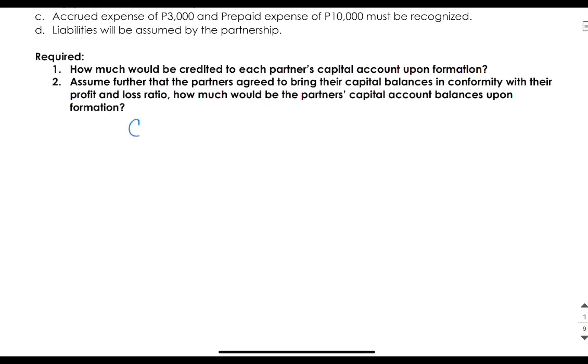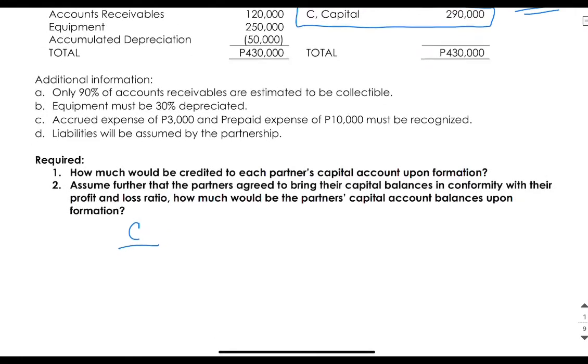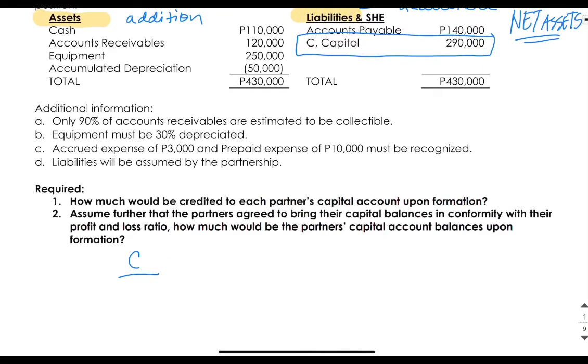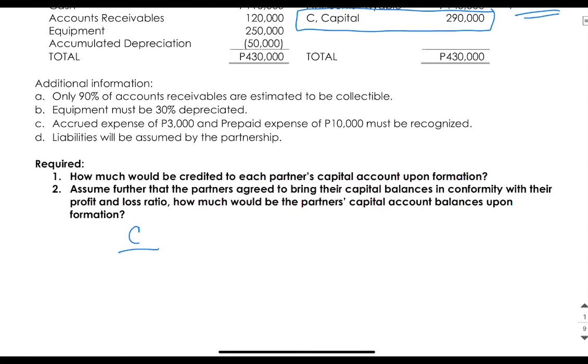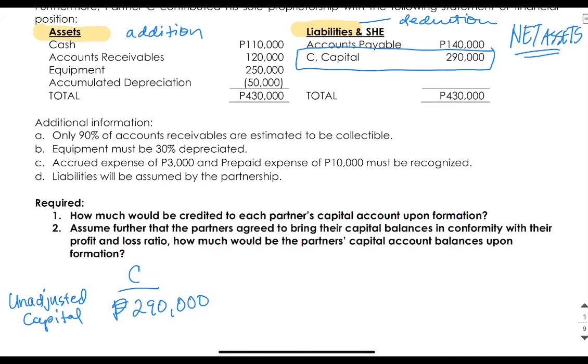Okay, so partner C. So just like what I've said, the starting point would be the capital account balance of partner C. Okay. So the amount is 290,000. However, this amount 290,000 is subject to adjustments. And this will be your adjustments. So how do we deal with these adjustments?